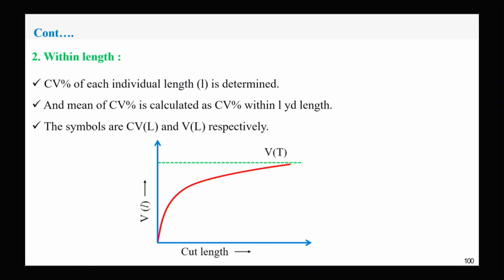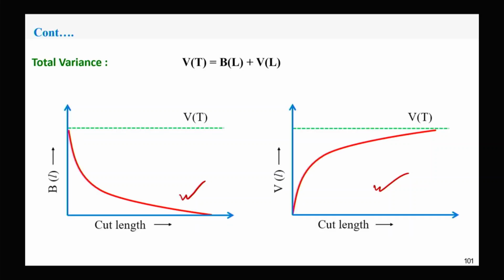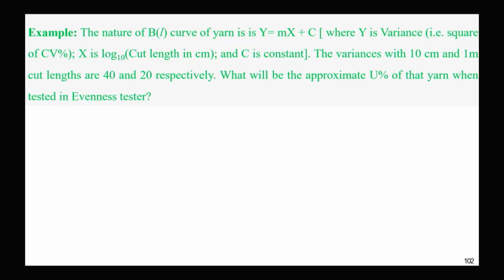This we have discussed. CVL or CV of, these are the shapes. This is BL and this one is VL. Total variance is the summation of BL and VL. Now try to solve some numerical, okay?